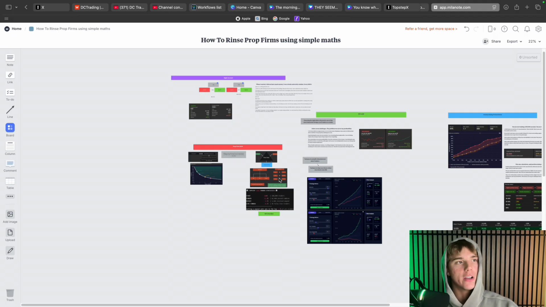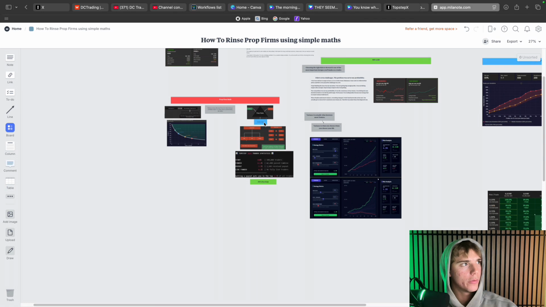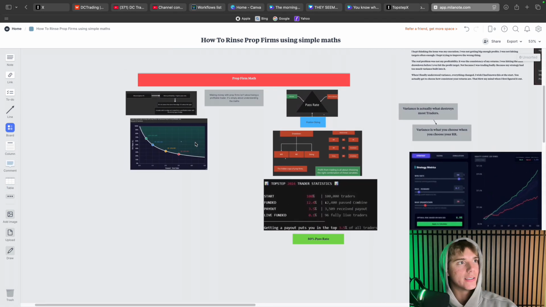And first, you need to understand exactly why it's important to take A plus setups and knowing exactly when to take an A plus setup versus a B setup. Right here, this is going to be exactly how to rinse prop firms, a quick overview on how to rinse prop firms and why it's actually important to take A plus setups.